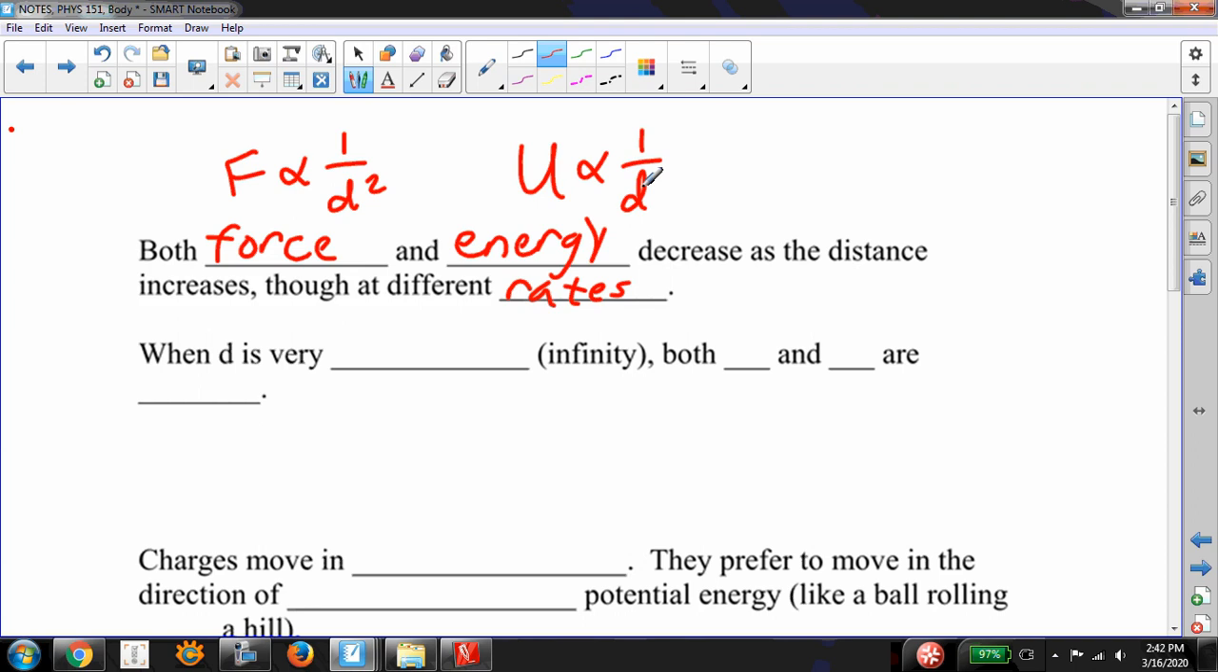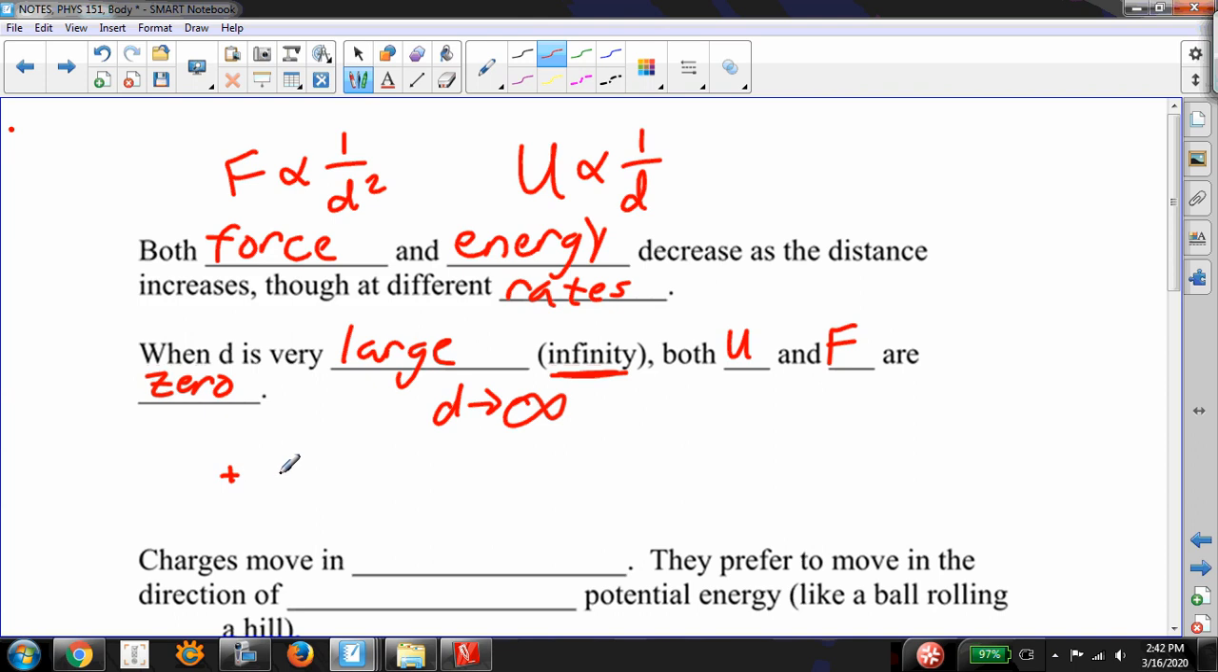When d is very large, when I say large, I just mean that the objects are really far apart, then I can assume it's as if d has gone to infinity, that it's gotten really big. And when that happens, both U and F will go to 0. If I have two charges that are really, really far apart, then they're going to have 0 potential energy, and they're going to have 0 forces acting upon them.